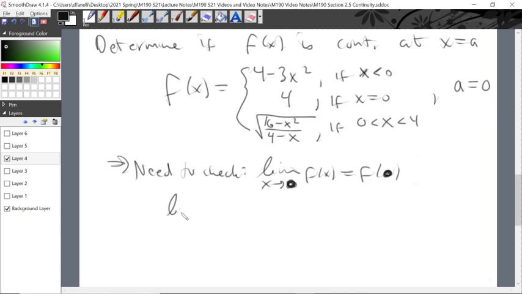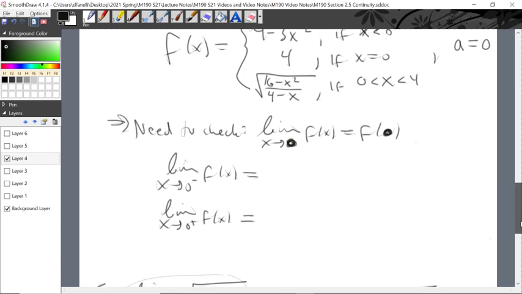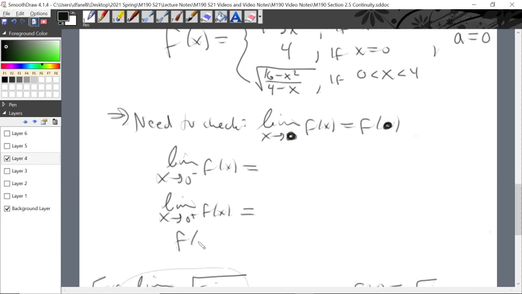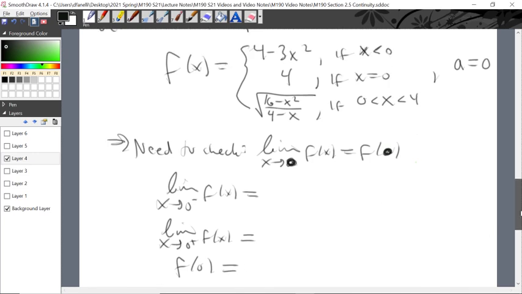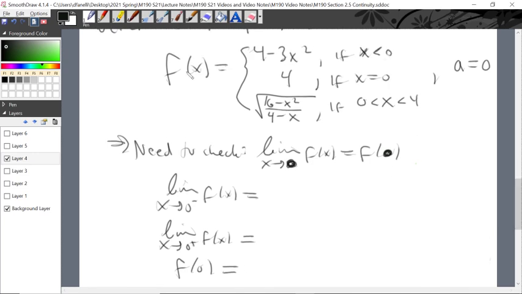So we need to check the limit as x approaches 0 from the left of f of x, and we're also going to have to check the limit as x approaches 0 from the right of f of x, see if those two equal each other, and we have to check what f of 0 itself is. f of 0 is real quick to determine here. If x equals 0, then f of x equals 4, so f of 0 equals 4, by the way it's defined.